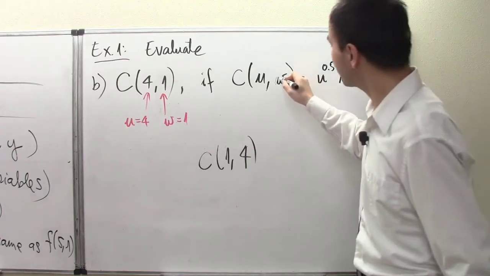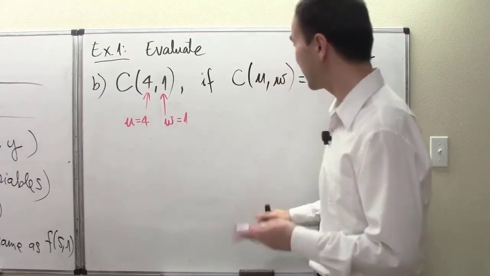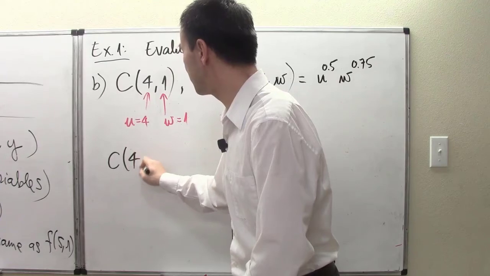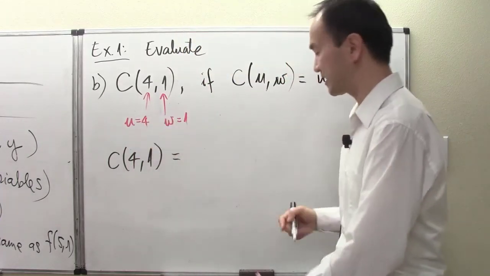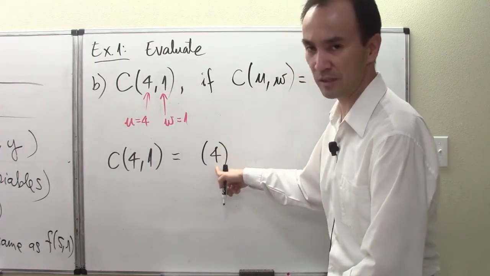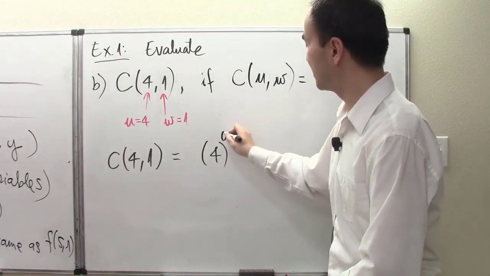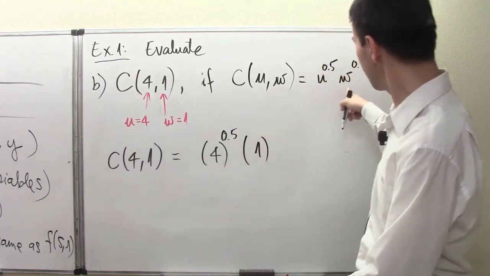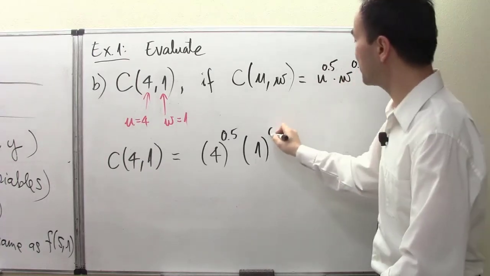All right, and so now let's go ahead and calculate. So that means c of 4, 1 equals, as I noted earlier, 4 substituted for u, raised to the power of 0.5, times 1 substituted for w, and in our rule w is raised to the power of 0.75.